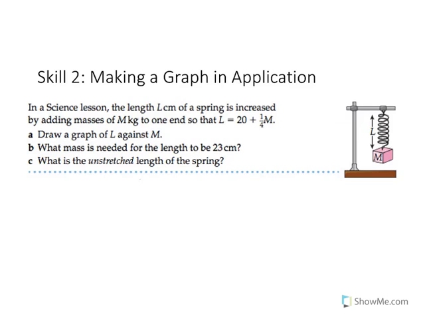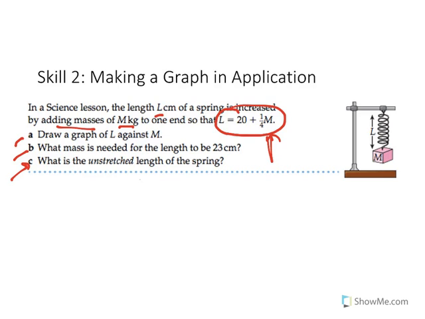Now, making a graph in application. In a science lesson, the length, L centimeters, of a spring is increased by adding masses of m kilograms to one end, so that L equals 20 plus 1/4 m. So basically, we're given an equation to describe the situation. Now, step A, draw a graph of L against m. What mass is needed for the length to be 23 centimeters, and what is the unstretched length of the spring?